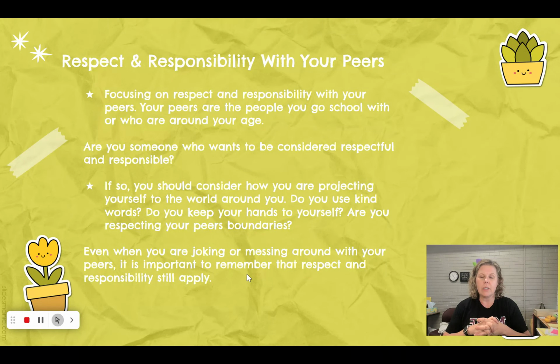Do you use kind words? Do you keep your hands to yourself? Are you respecting other people's boundaries? Even when you're joking and messing around with your peers, it is important to remember that respect and responsibility still apply.